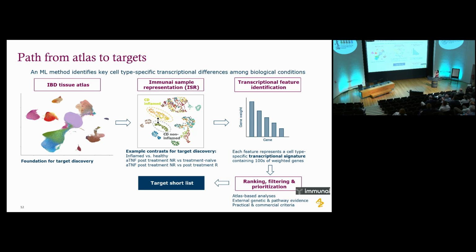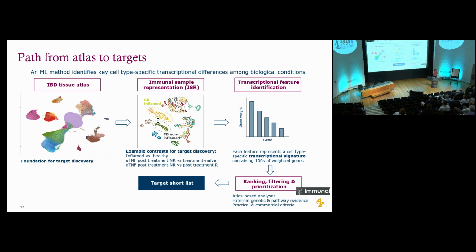And it's from this sample level latent space that we can now identify key cell type specific transcriptional features, or simply stated, gene sets, that allow differentiation between the subgroups. So for example, which features of interest allow us to differentiate between responders or non-responders, or allow us to differentiate between inflamed versus non-inflamed. And once these features of interest are identified, we can extract the genes from these features. And we'll do that by having a closer look at the associated weight for each of these genes to the feature.